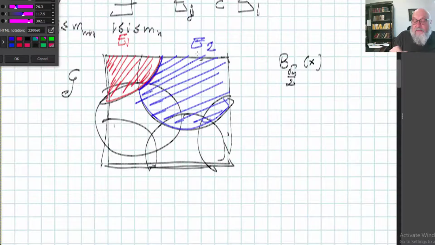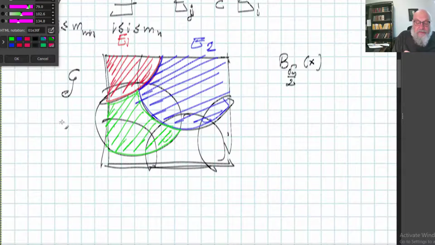And this will be E2. And then I go to the next one, so for example to the third ball, and let's say what is remaining from the third ball after removing from it the previous sets, it will be this portion. So this will be E3.